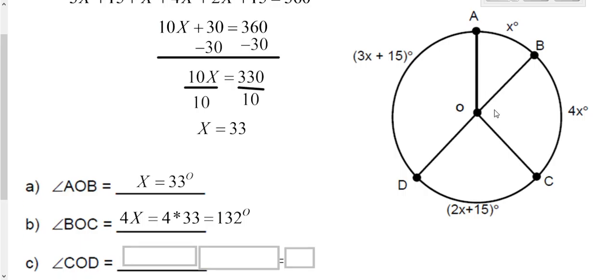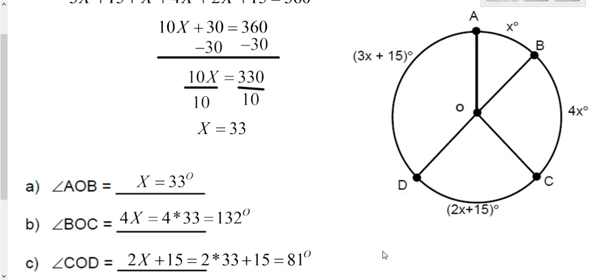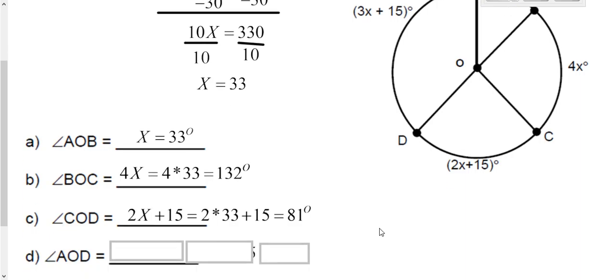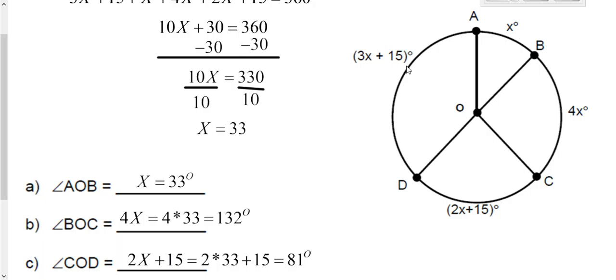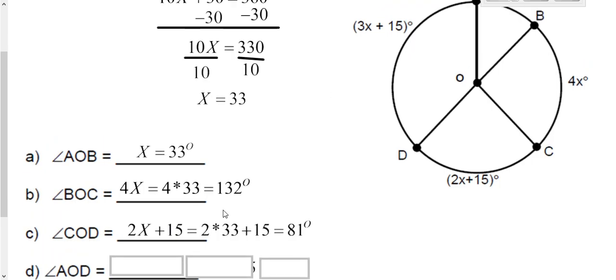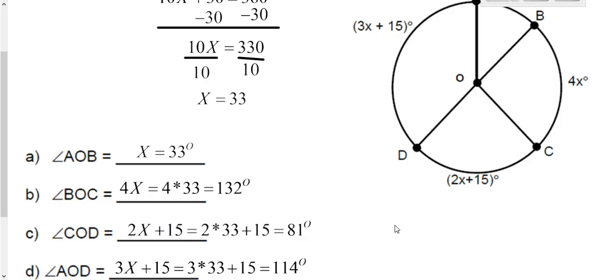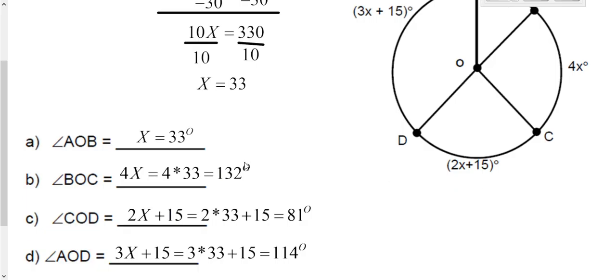Angle COD equals this arc right here, which is 2 times x plus 15, or 2 times our 33 for x plus 15, which should be 81. And then the last one, angle AOD, is associated with this arc, which is 3x plus 15, or 3 times 33 plus 15, which is 114. You can double check: this is all the way around the circle. All these should add up to 360, and I did check that.